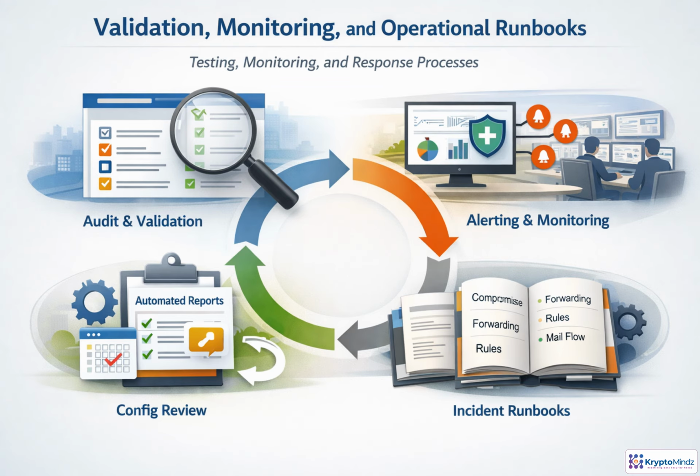Hardening becomes reliable when it turns into an operating cycle. Start by baselining the expected controls, then validate that mailbox auditing, delegation, forwarding restrictions, inbox rule detection, and transport rules behave as intended. From there, monitor continuously for drift using scheduled reviews, automated reports, and Defender XDR alerts. When something looks suspicious, the team should follow a runbook, not improvise. That means clear steps for mailbox compromise, unexpected forwarding, malicious rules, and mail flow mistakes. Finally, feed lessons learned back into the baseline.